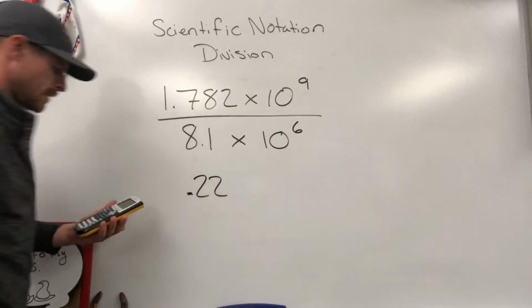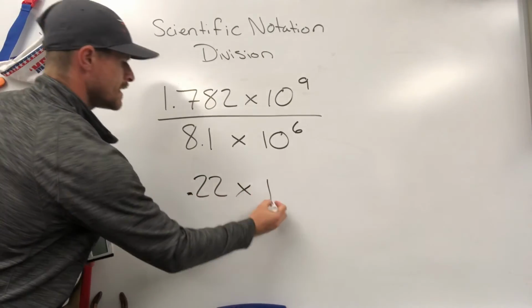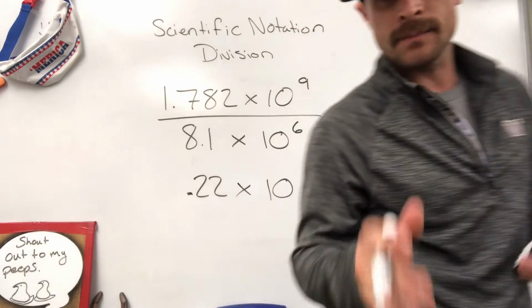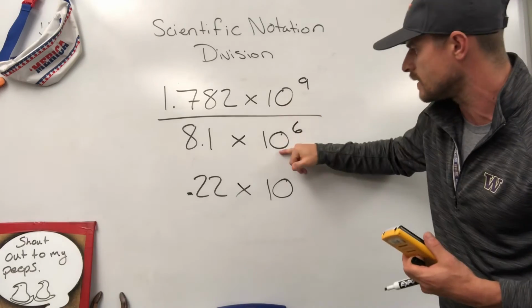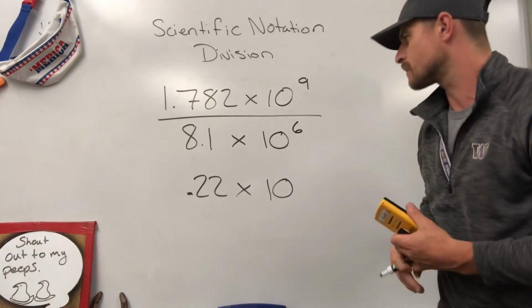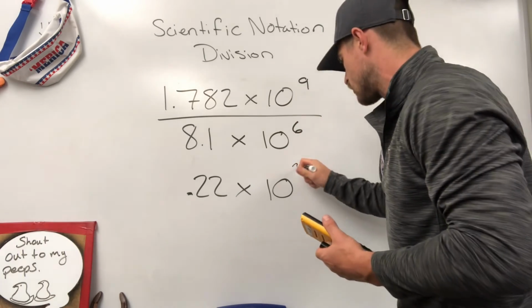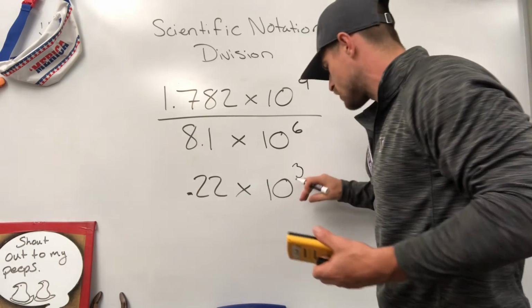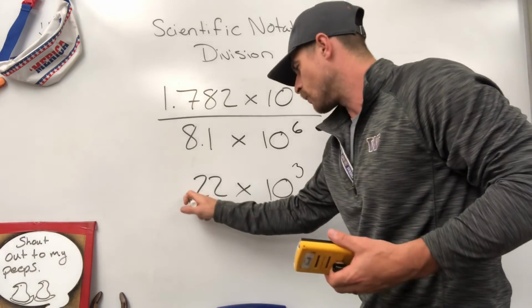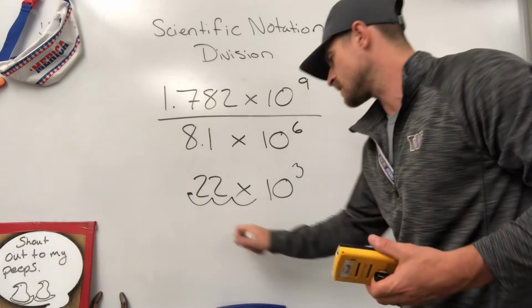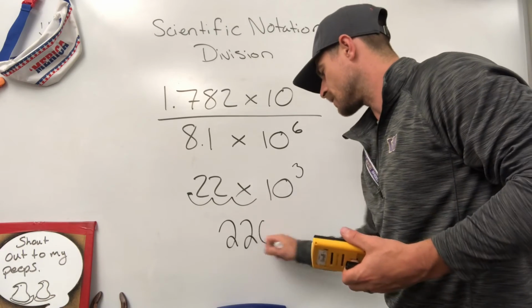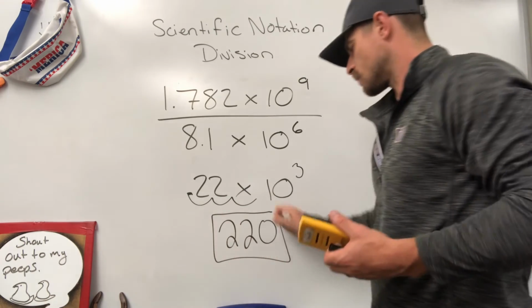22 hundredths times 10 to the... think back to what we did the last time. When we're dividing bases that are the same, 10 and 10, 9 and 6 need to be subtracted. 9 minus 6 gives me a 3. So what is the actual number I'm talking about? We're going to move this to the right because it's positive. 1, 2, 3 spaces. We are dealing with 220, and when we have an empty wave, we put a 0. 220 for our final answer.